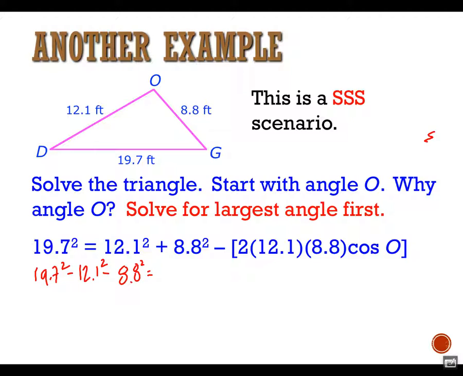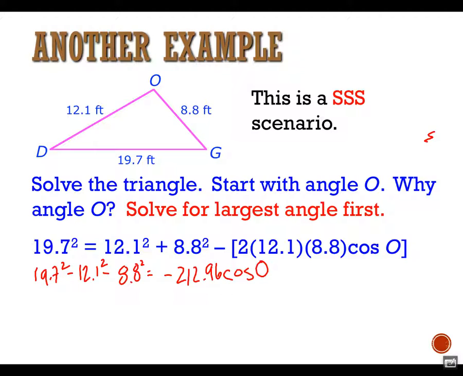19.7 squared minus 12.1 squared minus 8.8 squared is equal to, what's left behind? Okay, somebody tell me what's 2 times 12.1 times 8.8? Minus 30. I did something different. Good. 212.96. Whoa, not 30. I should have known that because I'm a math teacher. Negative 212.96. Is that exactly 96? Yes. That's it. Okay, good. Times the cosine of O.